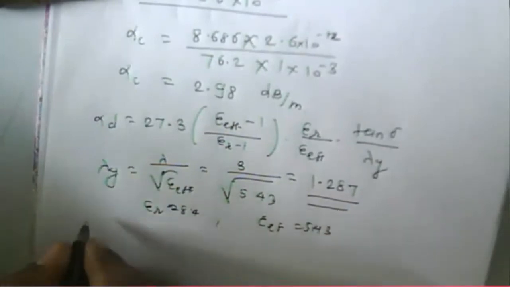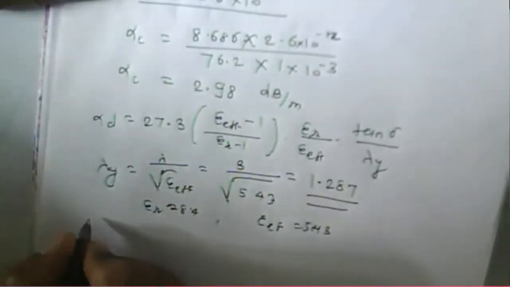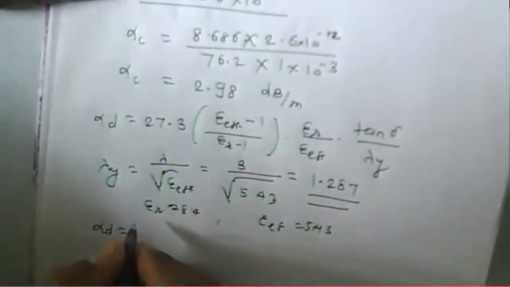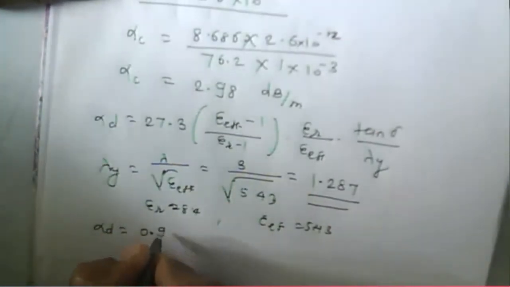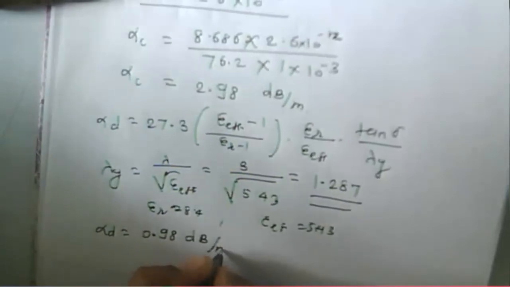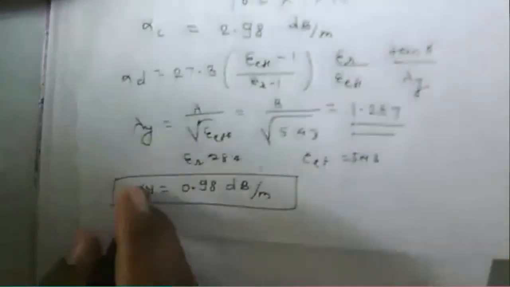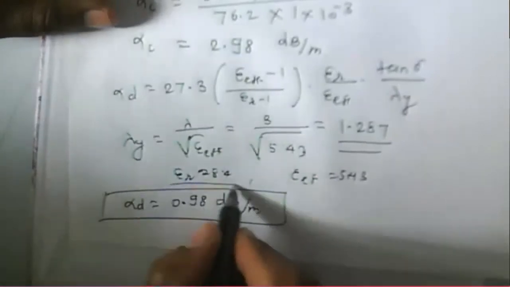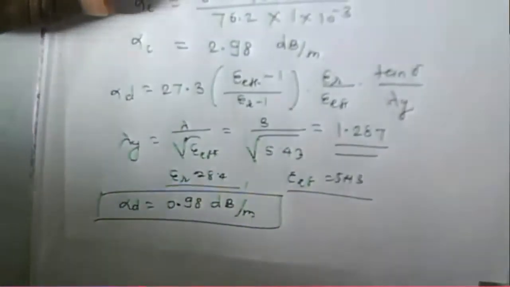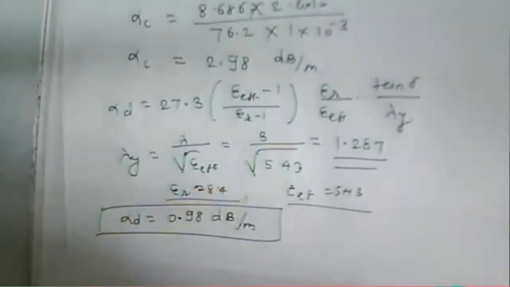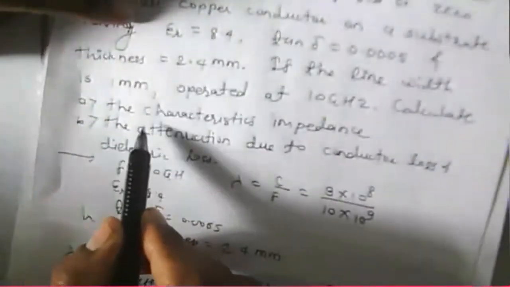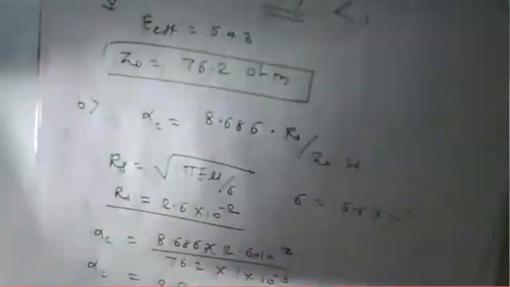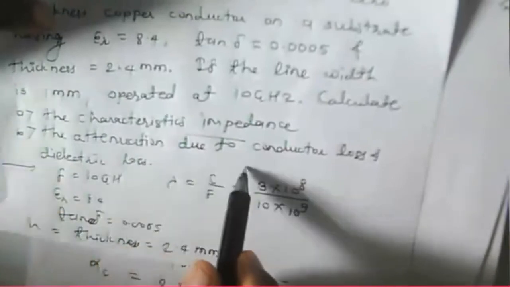We are getting 5.4, which is equal to 1.287. Put that epsilon effective, epsilon R is given as 8.4. This one is 1.8287. Epsilon effective we are getting is 5.43. So if you put that in alpha D, the dielectric loss, you will get 0.98 dB per meter. That is about the dielectric loss.